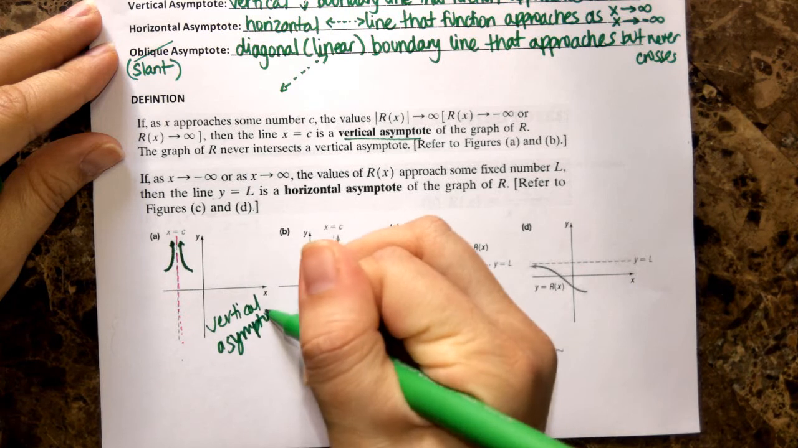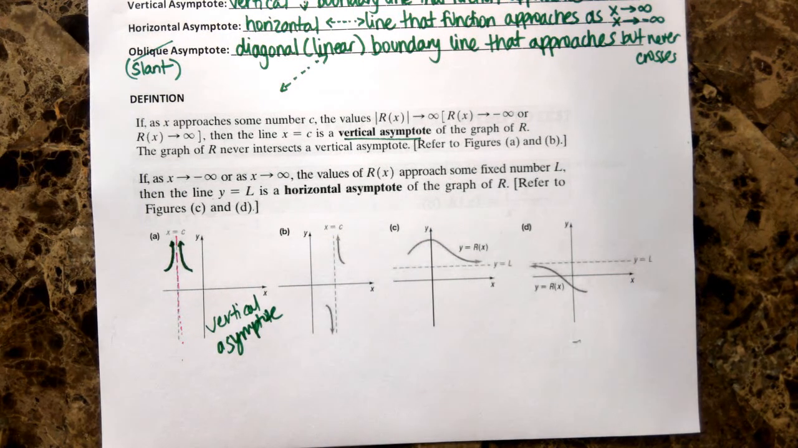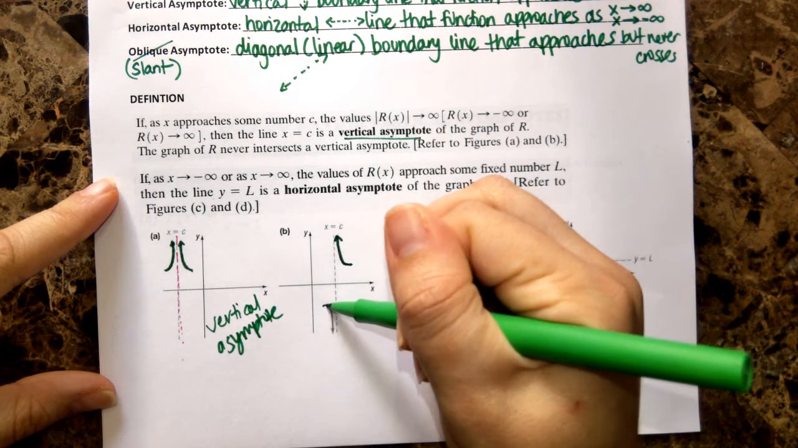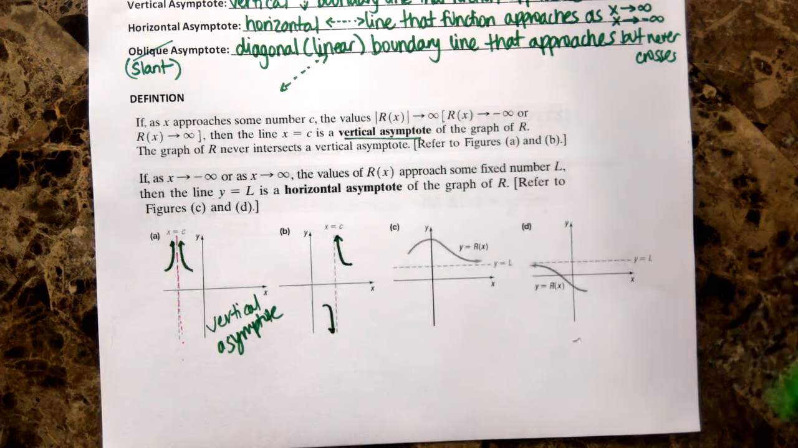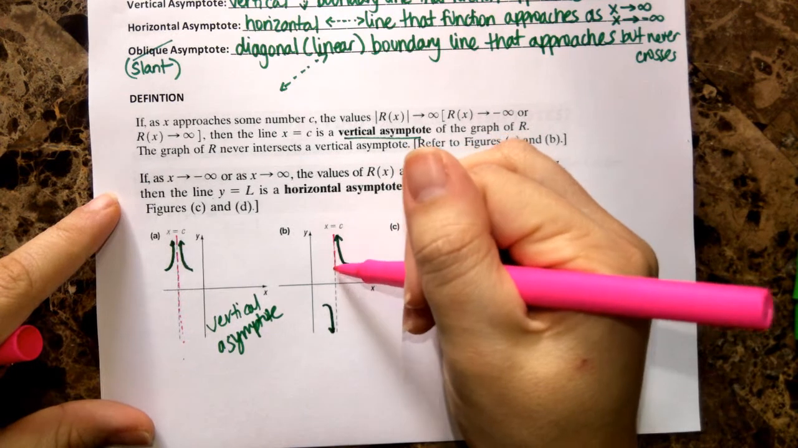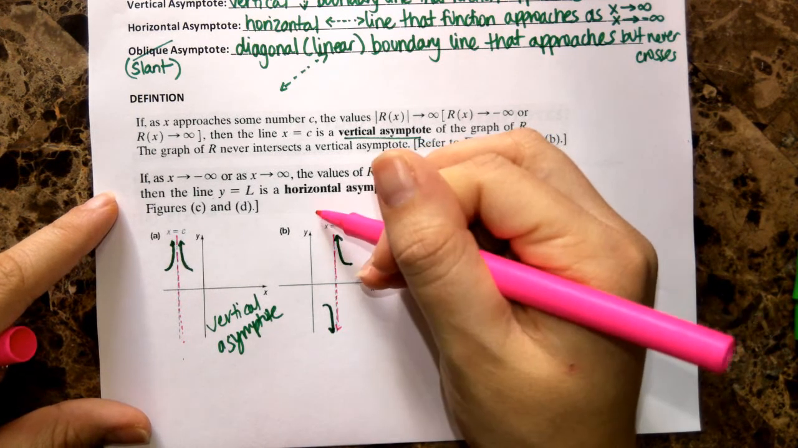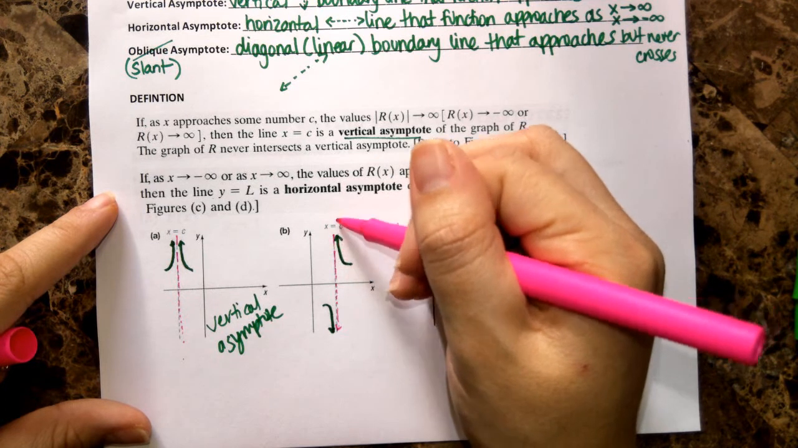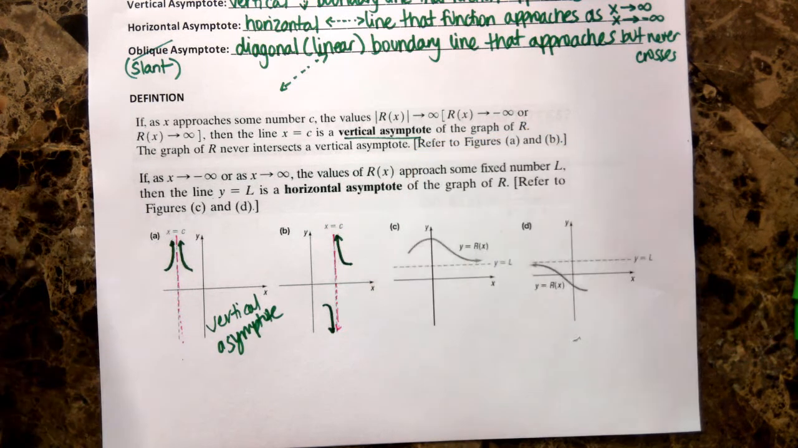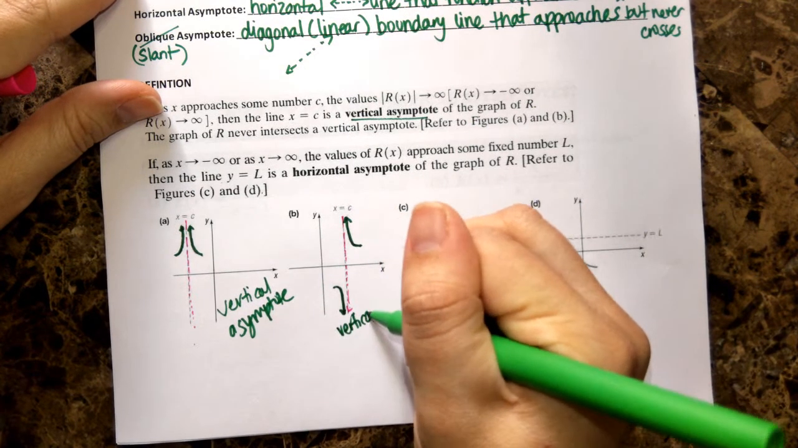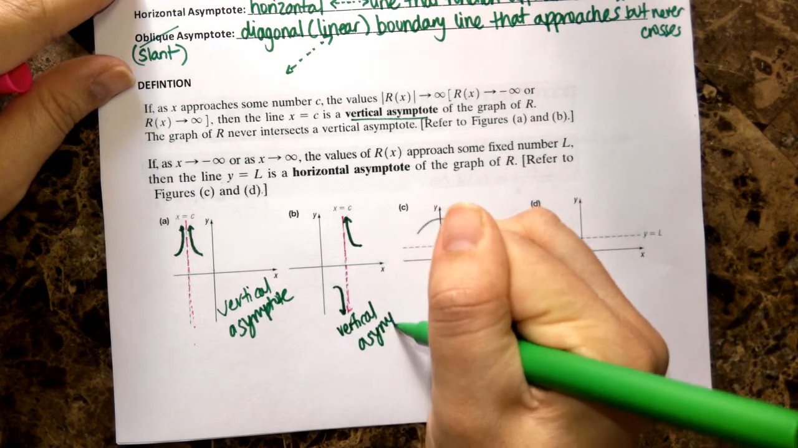Same thing for part B. This graph was going in this direction and also going in this direction down here. And then there's this vertical boundary line that they drew for us, that the graph doesn't ever intersect. It just gets really close to it, starting to flatten out as it gets close. This is an example of a vertical asymptote. So this is what it would look like.